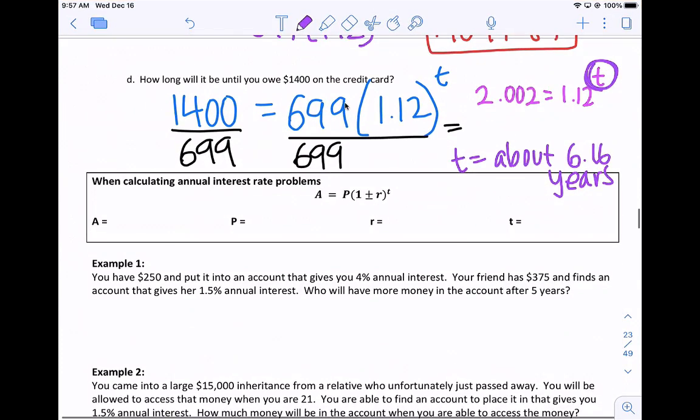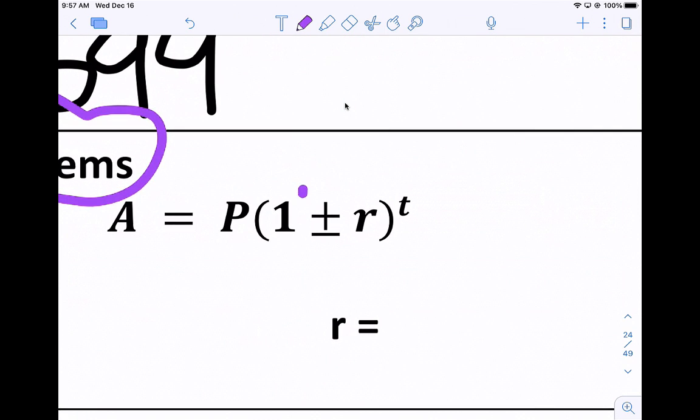Okay, let's move on to our next formula for this chapter. It says when calculating the annual interest rate, you saw that 1 there. It's 1 plus or minus the rate.